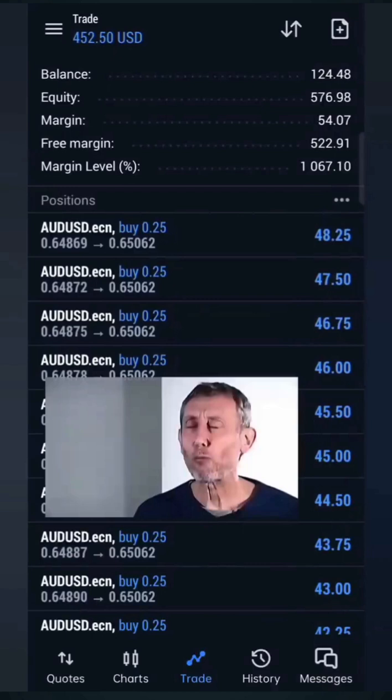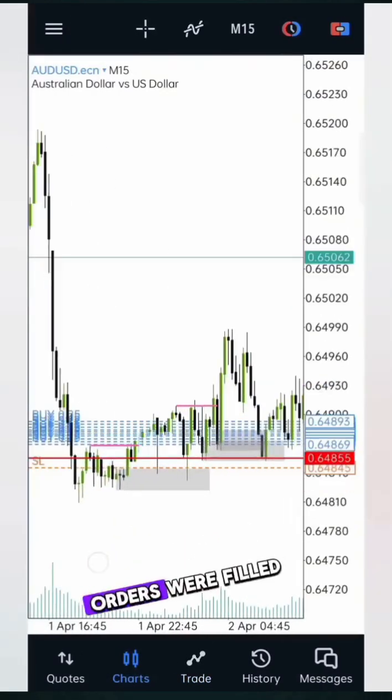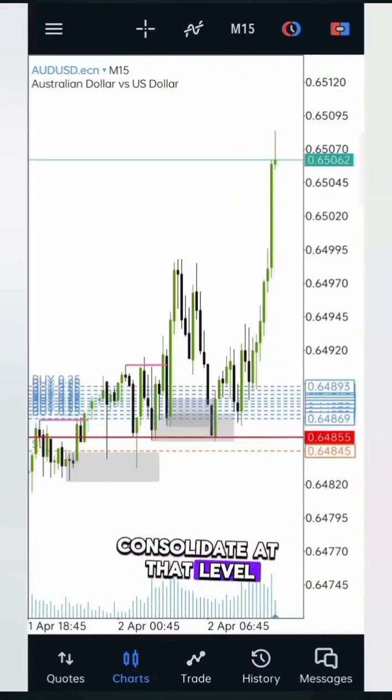One eternity later. Nice. Guys, as you can see, all of my pending buy orders were filled, and the price began to consolidate at that level before bouncing up.